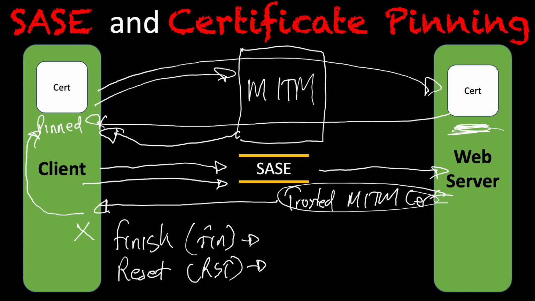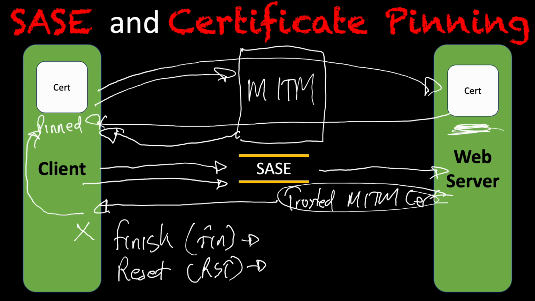Also, there's no specific message from the client to the SASE platform to indicate that certificate pinning is going on. So typically there is no way to handle that kind of situation. Since we can't handle it, what is the alternative option that we have?